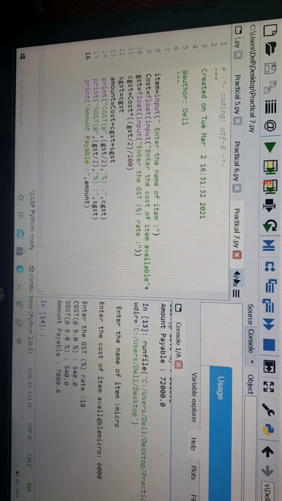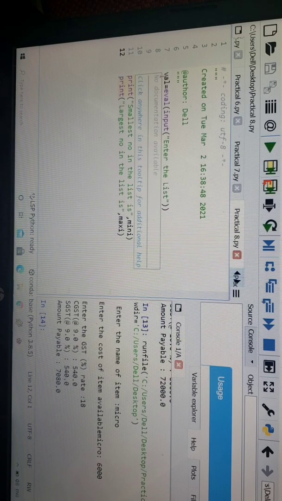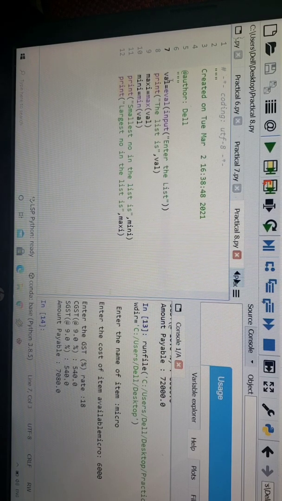Now let's have a look at the next program, that is practical number 8, in which you have to find out the largest and the smallest number in a list. This is again a very easy program. Why easy? Because here we only need a list. The user will enter one list, then we print that list, and then directly you can use the max and min functions of the list, with the help of which you can get the smallest number as well as the largest number. So this is a very easy one.